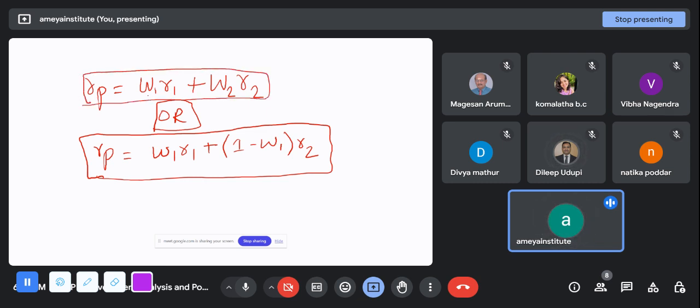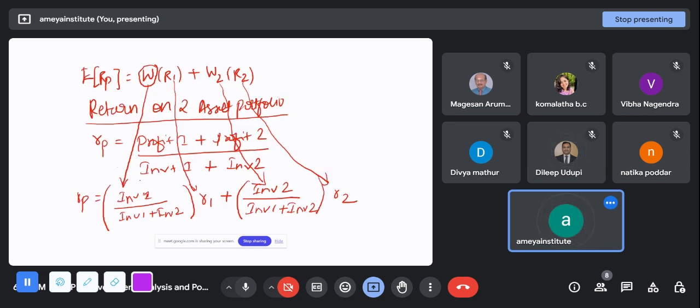You can use multiple ways of writing the formulas, because depending on how the question comes, you can take any of these formulas, but all of them will ultimately give the same answer. It will end up in this return calculation only.